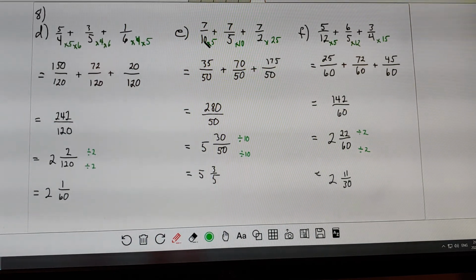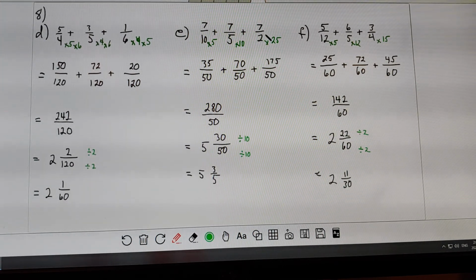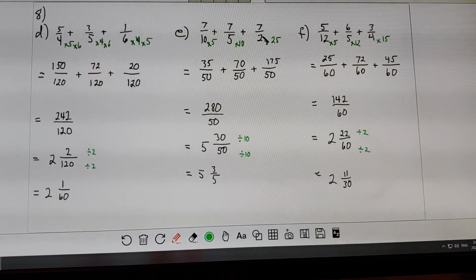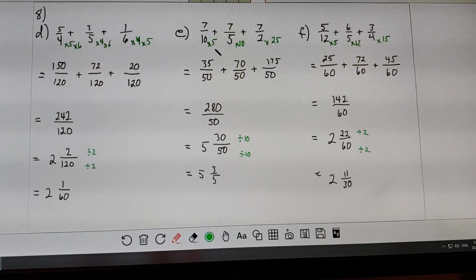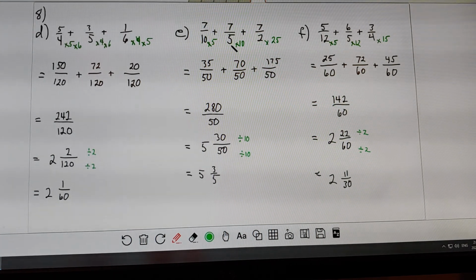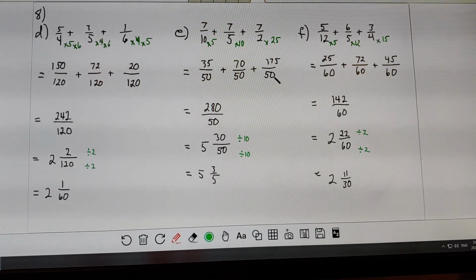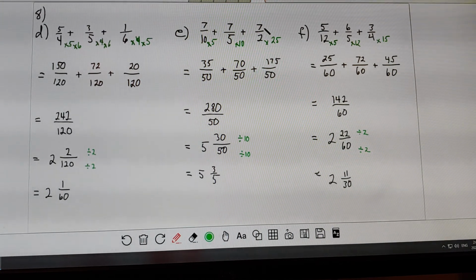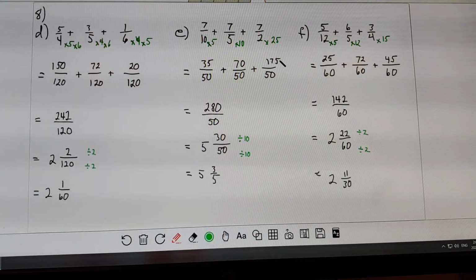So I did check first, if I just do 10 times 5, what does that give me? And it's 50. I know 50 is a multiple of 2, so I'm going to go with that. Okay. So what did I have to do to 10 to make it 50? Well, multiply by 5. So 7 times 5, 35. What did I do to 5? It got multiplied by 10. So my numerator did as well. Over here, what do I have to do to 2 to make it 50? Oh, multiply by 25. So 7 times 25 is 175.